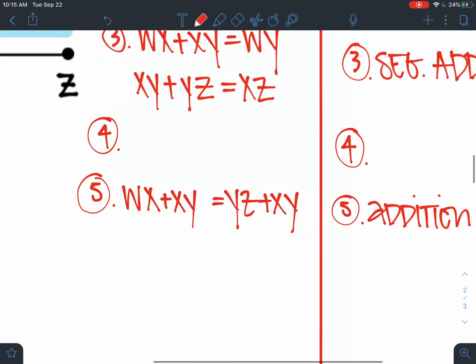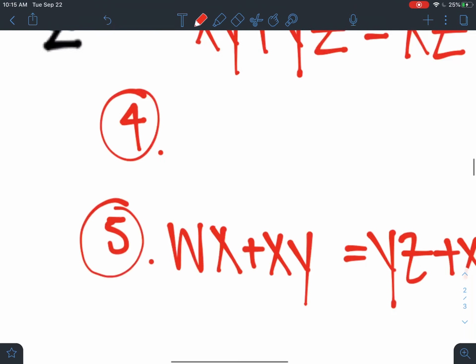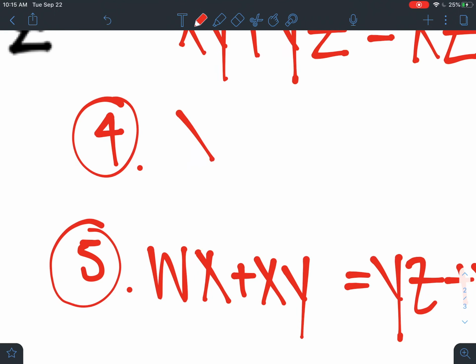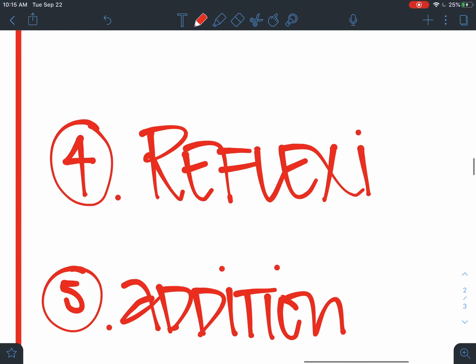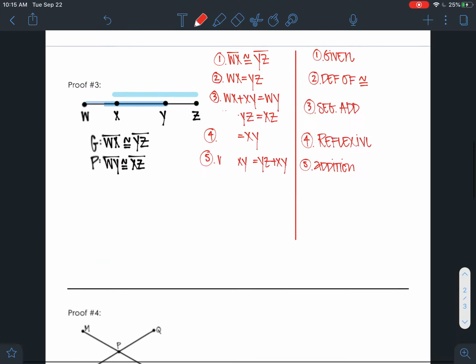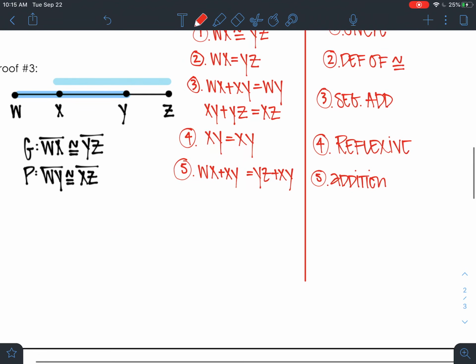But here's the thing: I just looked at that picture, and I recognized that both segments had XY in them, and I just picked that up and put it out of thin air into my proof, right? So if I'm adding the same thing to both sides, we actually have to take this step where I'm stating XY is equal to XY through the reflexive property, because now I'm stating that I'm adding the same thing to both sides, which means the equality remains true, okay? So that's the reflexive property.